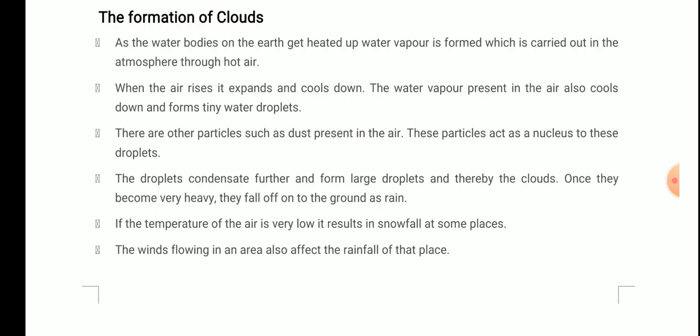First of all, it needs high temperature. Why? For the evaporation. The higher the temperature, the more will be the evaporation, the more will be the rain. And similarly when the air goes upward, what happens? It gets expanded, and then it's going to cool down due to less temperature. That process is condensation, and then it comes down as rain. Another important thing, the dust particles present in the air act as a nucleus to these droplets. So this is the formation of cloud.